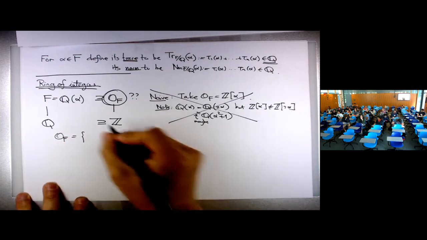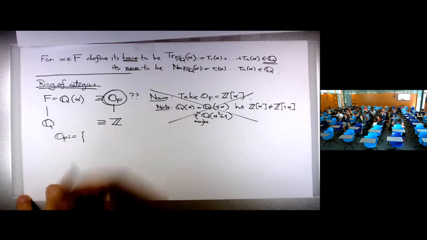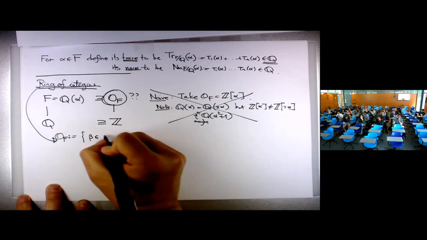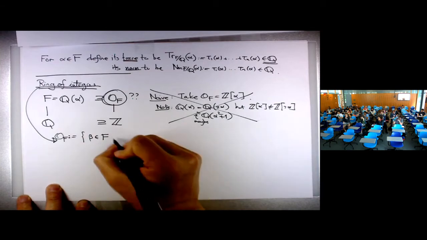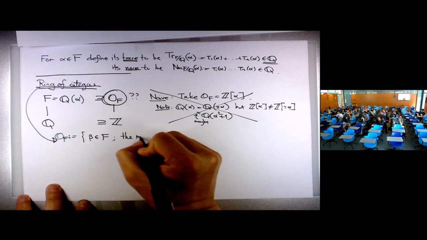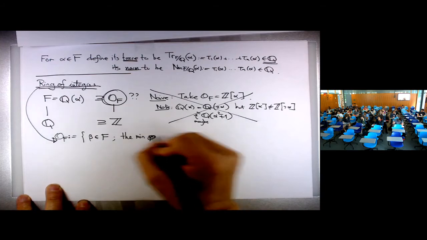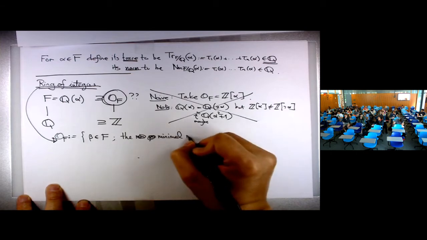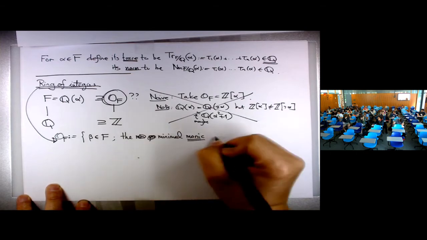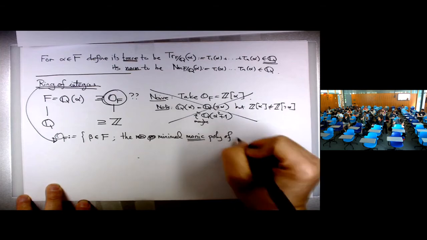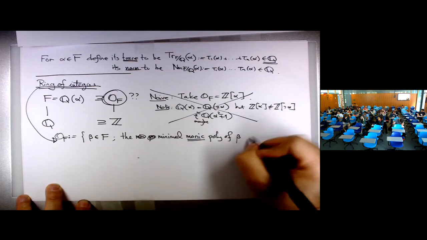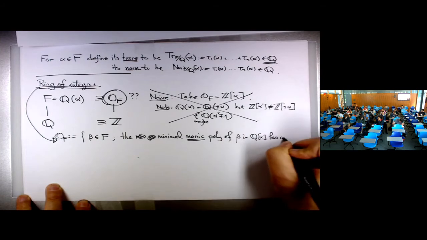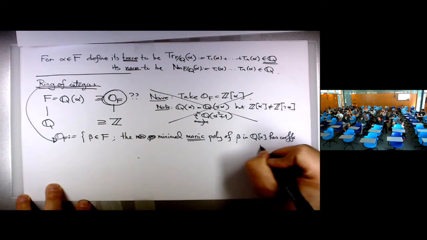So I want to define O_F to be the ring of integers of F. This will be all the elements beta in F such that the minimal monic polynomial of beta in Q[x] has coefficients in Z.